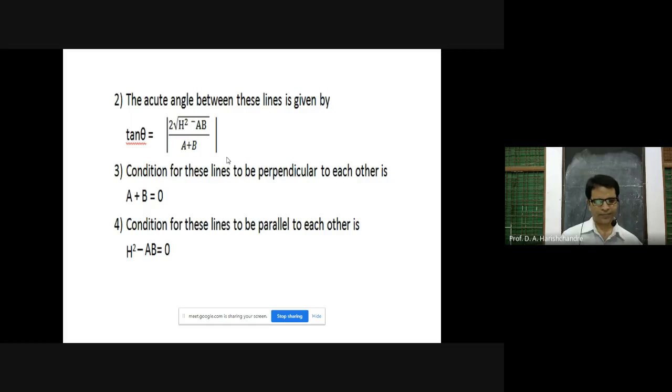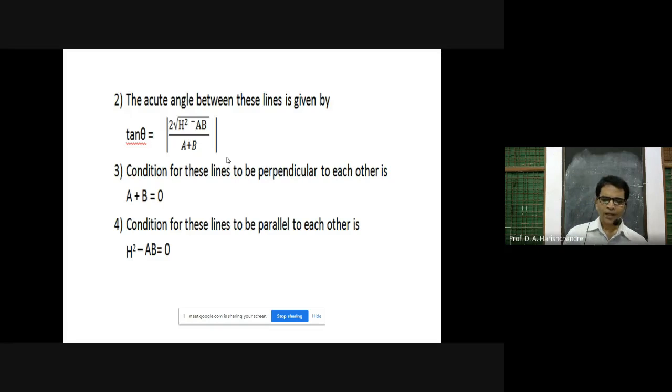Keep in mind, number two: the acute angle between these lines. These lines means the lines included in the general second degree equation. How to find the angle between them? That angle is given by the formula tan theta is equal to modulus of 2 into under root of h square minus ab upon a plus b.